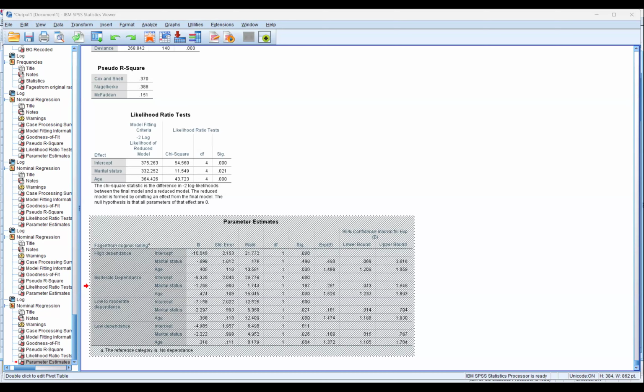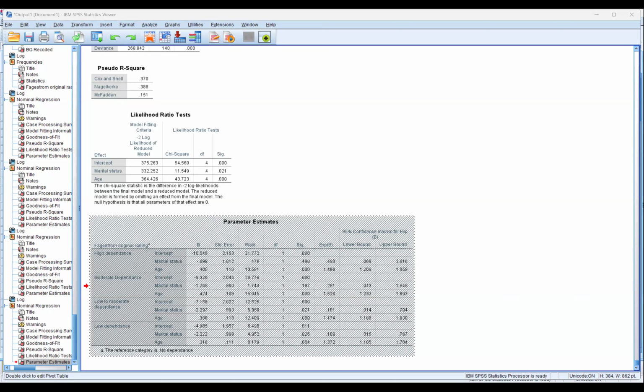Dependent variable, more than 2 categories. You had 5 categories. So the reference category is no dependence. So for all the 4 categories, association with the independent variables you see over here. So this is how you have to write the interpretation for a multinomial regression model.